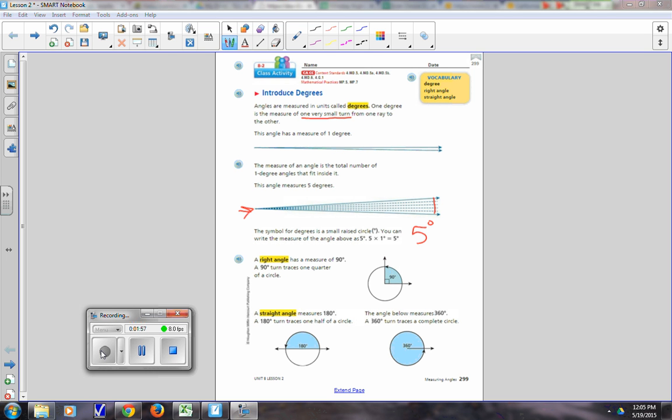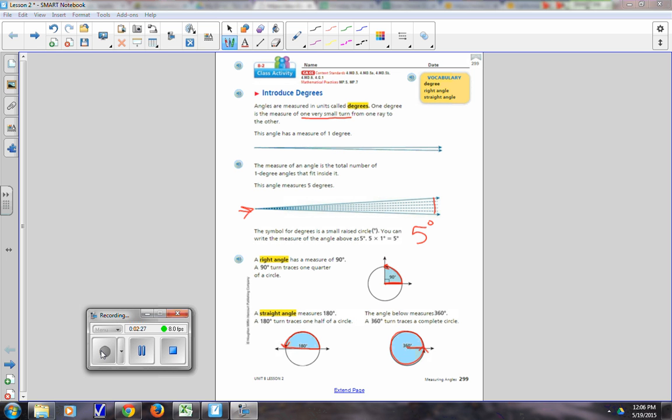Now, we've already talked about what a right angle is. A right angle is 90 degrees. And the reason you need to think about rotating or turning is that it's in the shape of a circle. So from here, from this flat point to here is 90 degrees. If you were to keep going, you have another 90 degrees, which is 180. If you were to keep going, you have 360 degrees.